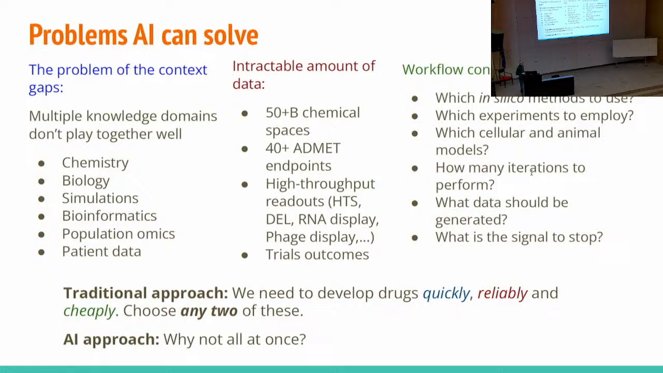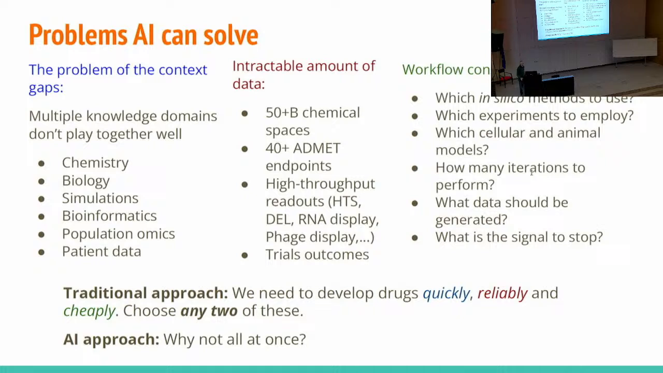Then you have a lot of high throughput techniques. You have HTS, you have DEL screening, RNA displays, phage displays, you name it. And this produces huge amounts of data. You have to deal with this somehow. Then you have trial outcomes, also lots of data for many patients with all the endpoints, biomarkers, whatever. So this intractable amount of data has to be digested and somehow processed. And AI can help with this.